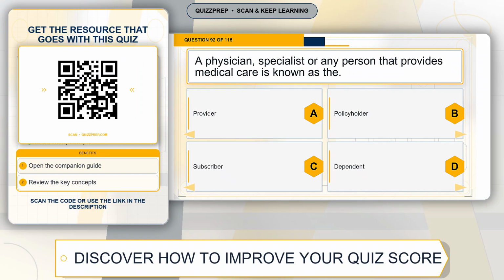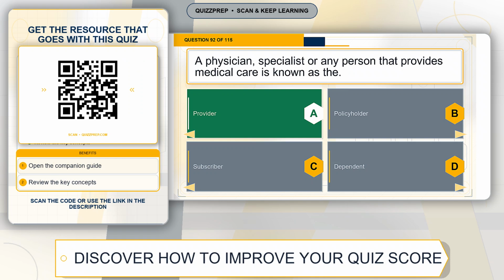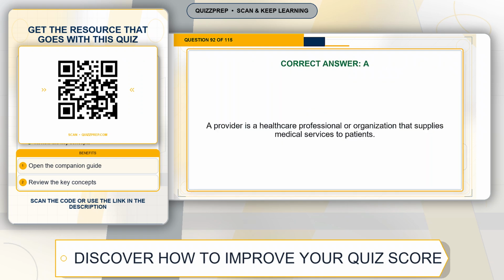Question 92. A physician, specialist, or any person that provides medical care is known as the: Option A, provider. Option B, policyholder. Option C, subscriber. Option D, dependent. The correct answer is option A, provider. Explanation. A provider is a healthcare professional or organization that supplies medical services to patients.